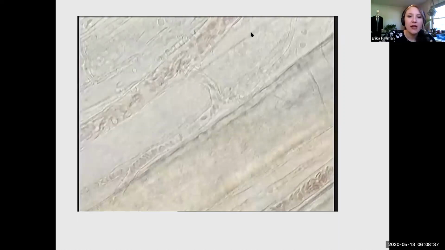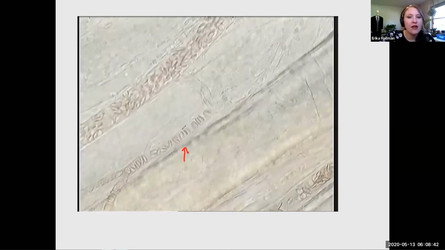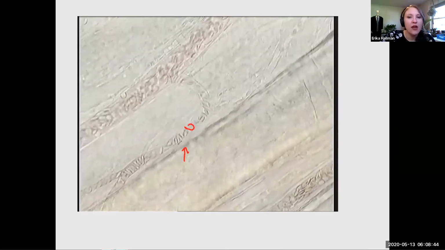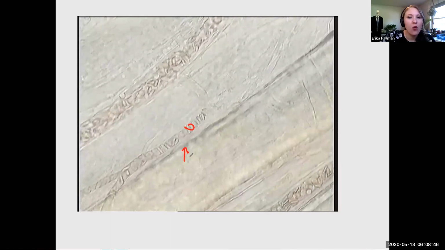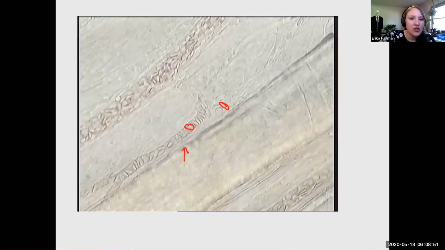So we can see right here is going to be a capillary. And the way that I know that is that here is one red blood cell. And you can see that the capillary is about one red blood cell thick. I can see another capillary here, and I can actually see another tiny capillary here.